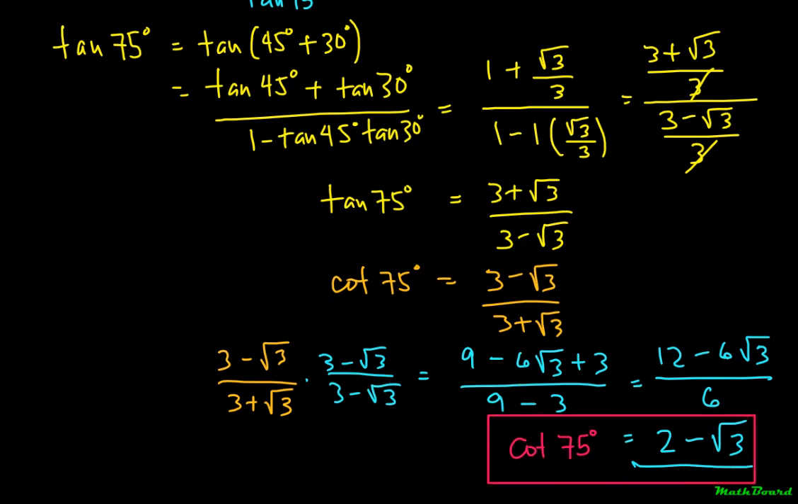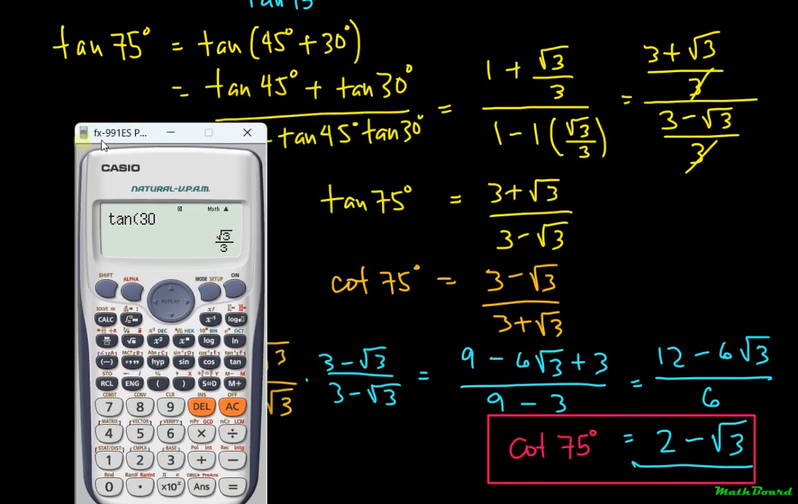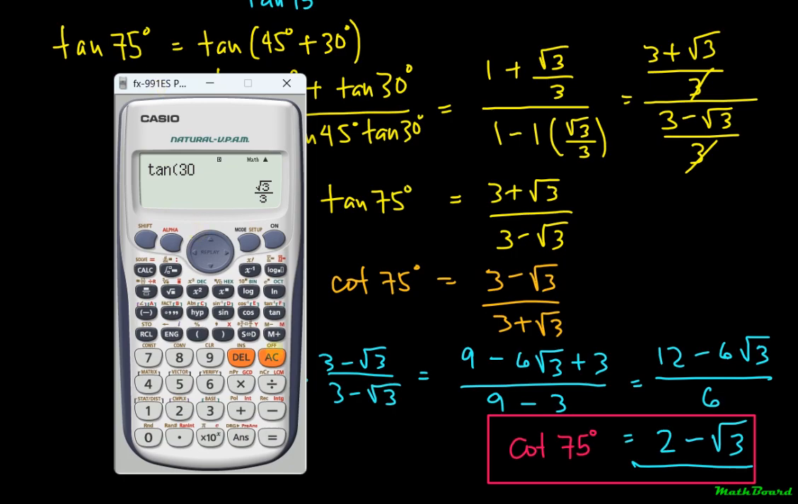Okay, we check. So we know that cotangent is the reciprocal, so we can use 1 divided by tangent 75. That's 2 minus square root of 3. So we are correct.